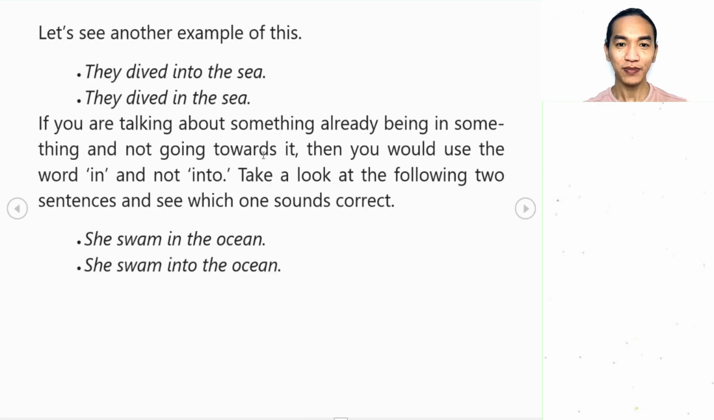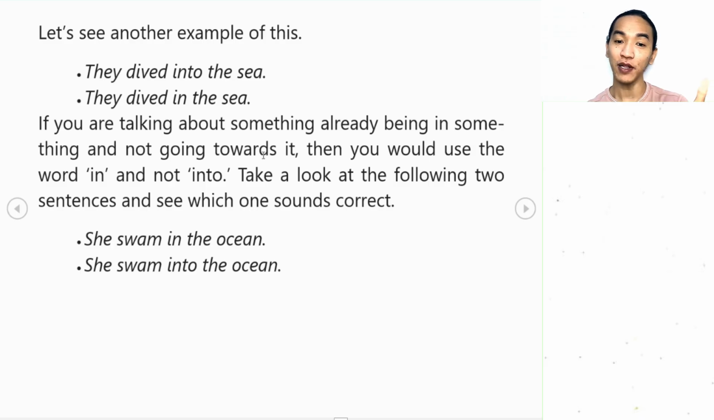Now, let's see another example of this. They dived into the sea. They dived in the sea. If you are talking about something already being in something and not going towards it, then you should use the word in. So remember that if we're talking about location, you're referring to the thing that is already in that place, then use in. But use into if there is an action towards it.